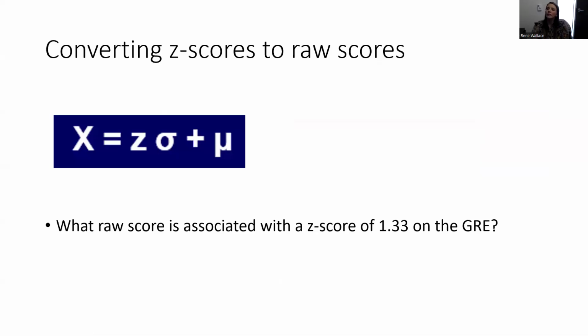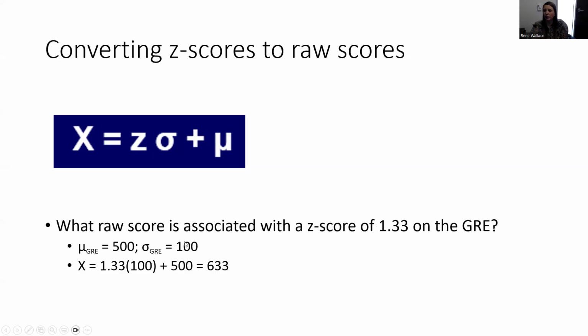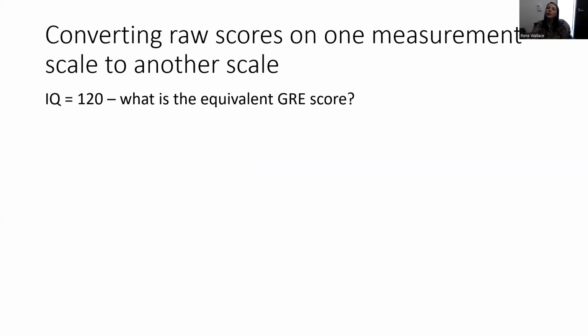What if we want to convert a z-score to a raw score? Well, we just do it backwards, right? We look at what raw score is associated with the z-score of 1.33 on, for example, the GRE. So we have mu of the GRE equals 500, and sigma of the GRE equals 100. So if the z-score is 1.33, x equals 1.33 times 100 plus 500, which equals 633.